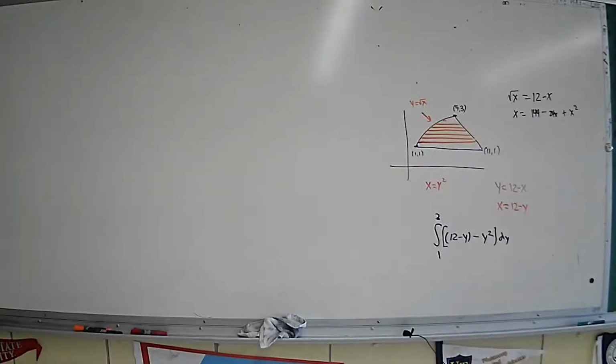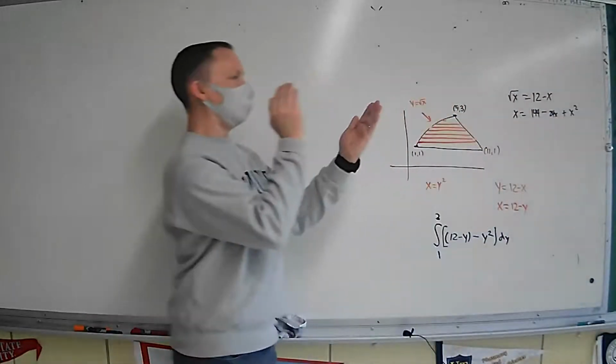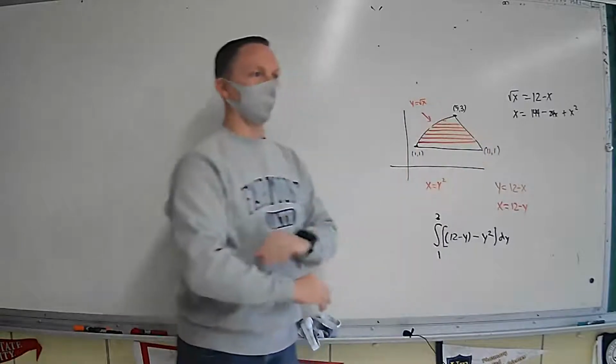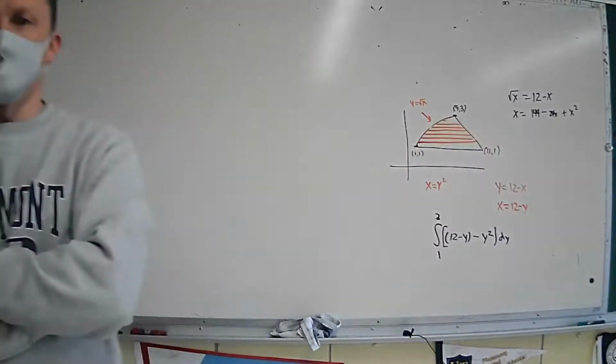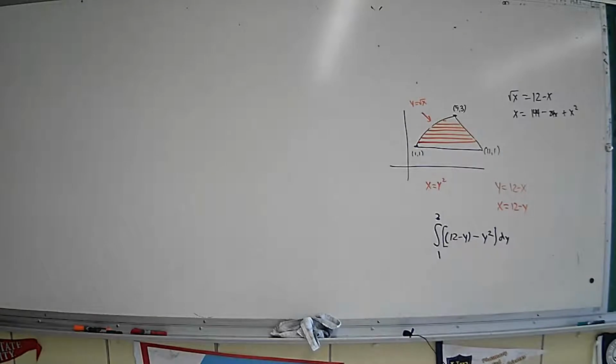Did anybody describe what that solid would look like? Like imagine this region right here being rotated around the axis, all the way around. It's going to create a solid. What would it look like? Could anybody describe it? I'll draw sort of what it'll look like in a second.